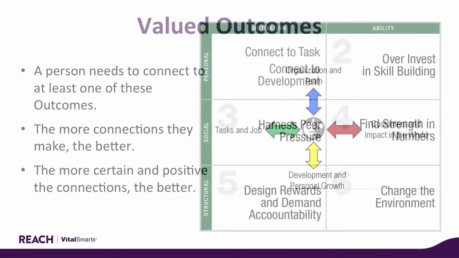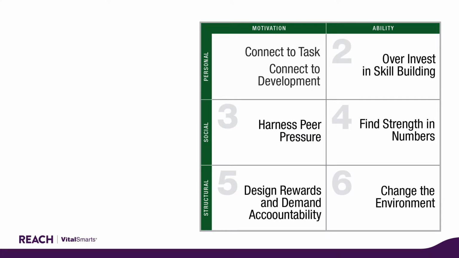If we put this into the 6-source model, we'd say connect to task and connect to development, that's source 1. Now we've got lots of ideas now, right? You want to come up with 2 or 3 ideas to remove pain around connect to the task, or inject more control and autonomy, and then 2 or 3 ideas to build on the positive side. Connect to development, the same. Remove the negative, add to the positive.